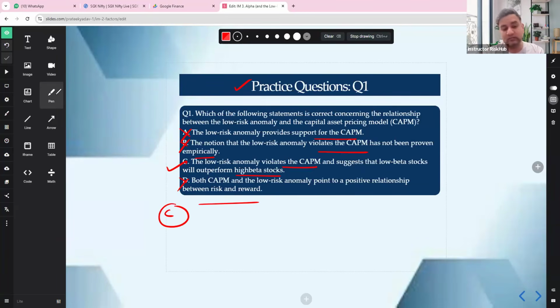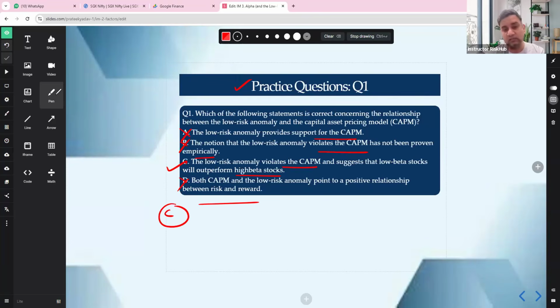If you look at other options, option A, which says the low risk anomaly provides support for the CAPM, wrong. It does not, right? It does the opposite, challenges the CAPM, right? The notion that the low risk anomaly violates the CAPM has not been proven empirically wrong. There is substantial empirical evidence documenting the anomaly, even if debate remains about its exact causes.